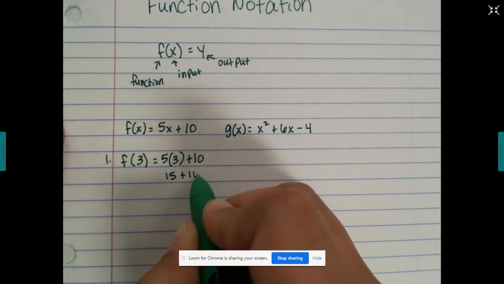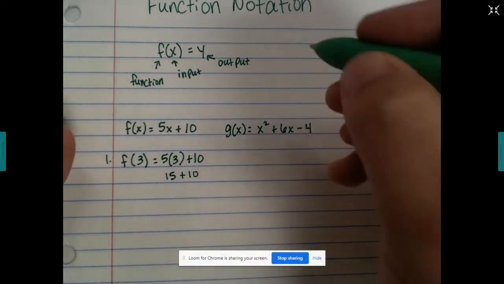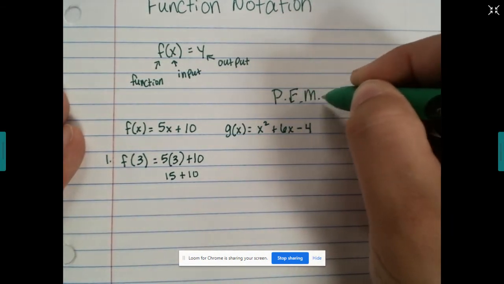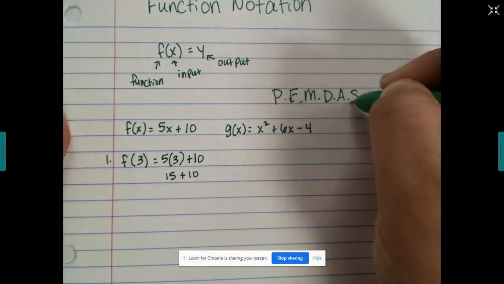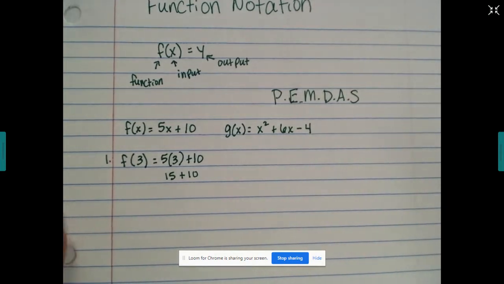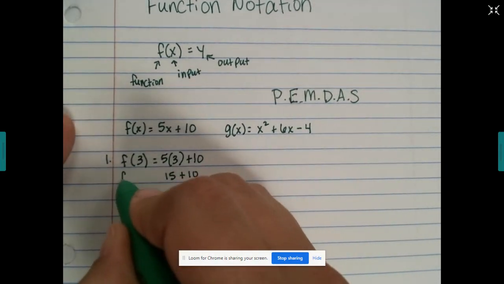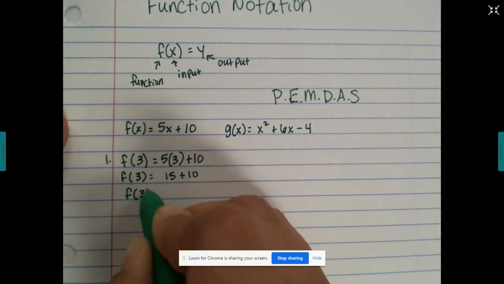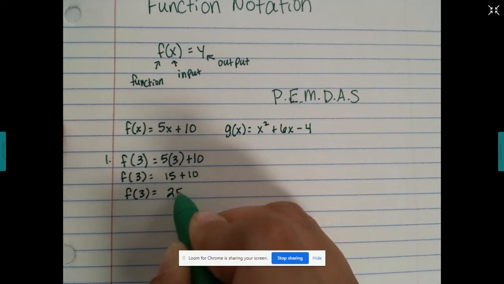So we know 5 times 3 is what? 15. And remember, please excuse my dear Aunt Sally. So we have to do our multiplication first. But then we can add, and what's 15 plus 10? 25. Good. So then f of 3 equals 25.